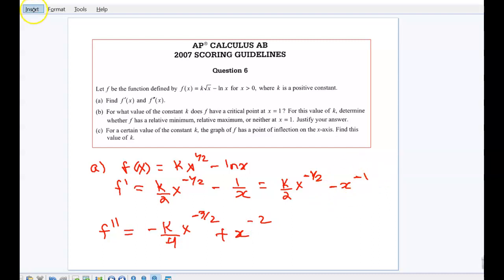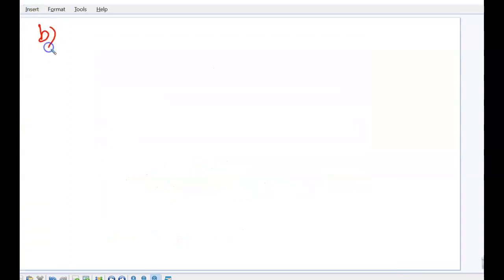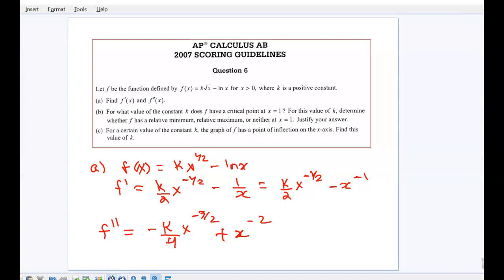Now, question B is saying, for what values of the constant k does f have a critical point at x equals 1? And for this value of k, determine whether it's a relative max, min, or neither, and justify your answer. So if it has a critical value of 1, that means the derivative equals 0 when x is 1.